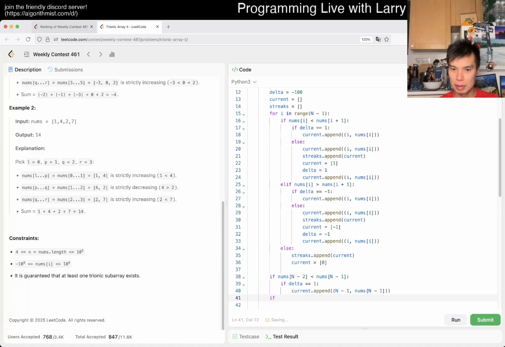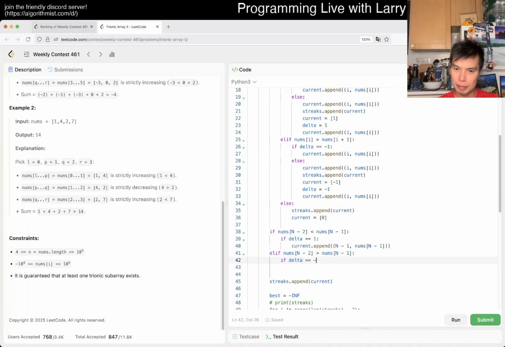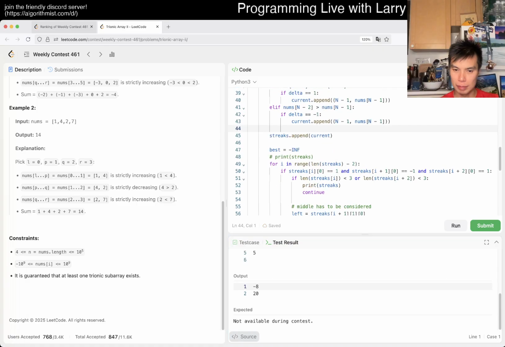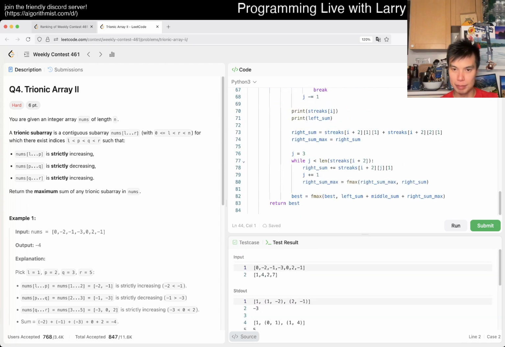Okay. And if it's equal, then what happens? I don't know, Larry. Stop asking me questions. Because then it ends and you start a new streak, but that streak can't be considered anyway because it's too short. Because you only have one element. So that's why. Maybe that's good enough. I honestly don't know. 20. 20 is definitely not right. -8 also not right. But it doesn't crash, so that's good.